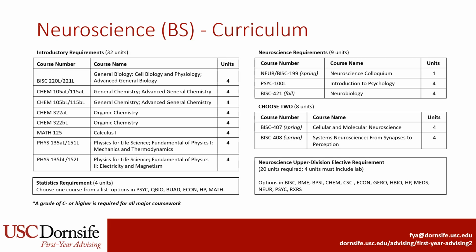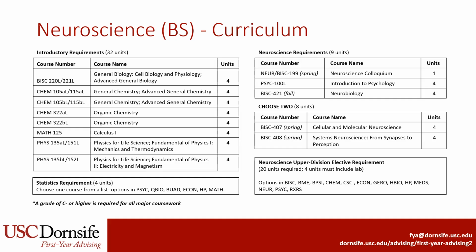Neuroscience has two types of degrees, a Bachelor of Science, or BS for short, and a Bachelor of Arts, or BA for short. Let's start with the Bachelor of Science. The major is comprised of multiple sections. There are 32 units of introductory requirements consisting of general biology, general and organic chemistry, calculus, and physics. Students are also required to complete a statistics course, and there are options in various departments to select from. For students who are pre-health, the introductory requirements and statistics requirements will satisfy pre-health requirements.